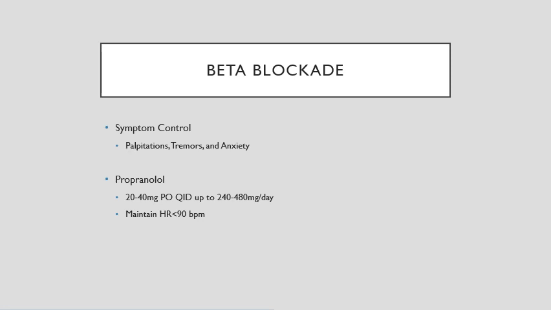Propranolol is a good agent to start with, and the starting dose is 20 to 40 milligrams orally 4 times daily. Patients may end up needing up to 240 to 480 milligrams per day. The goal heart rate is generally less than 90 beats per minute.